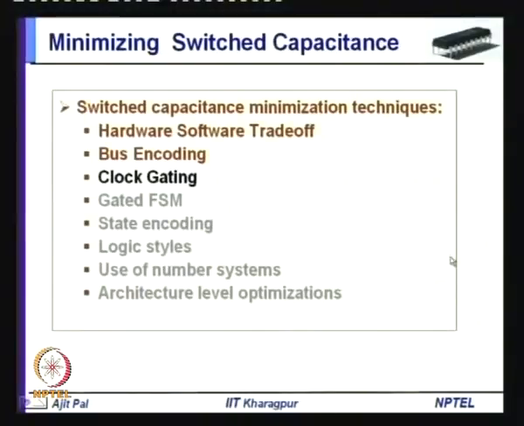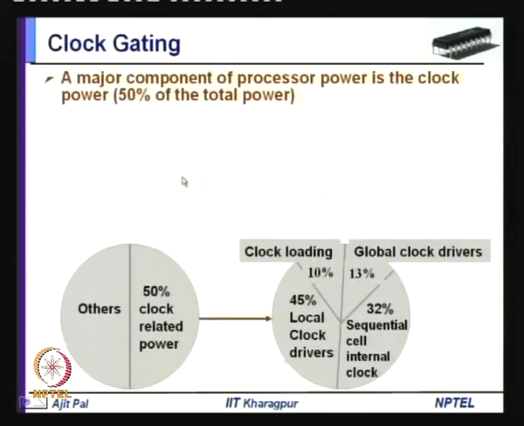In the previous two lectures, we discussed the hardware-software trade-off and bus encoding. In the last lecture, I discussed bus encoding, and we saw how the switched capacitance can be minimized by encoding the signal before sending it over the bus. And today I shall focus on another very important technique known as clock gating, which has been found to be very popular and very useful.